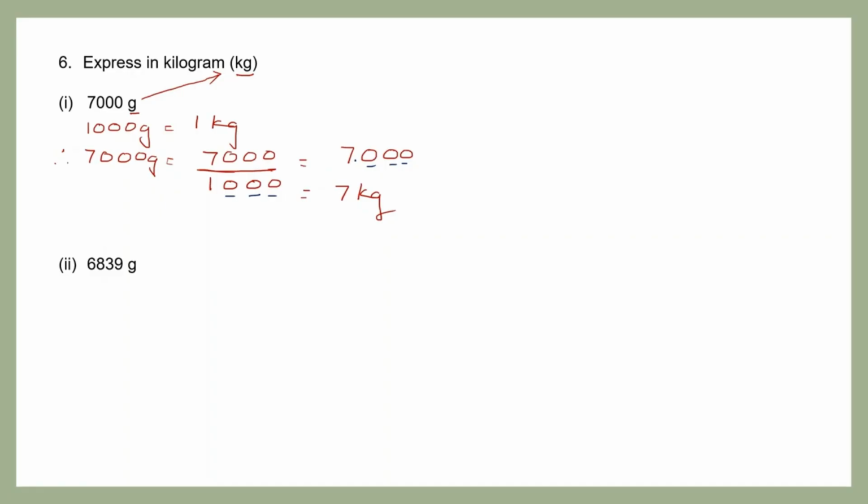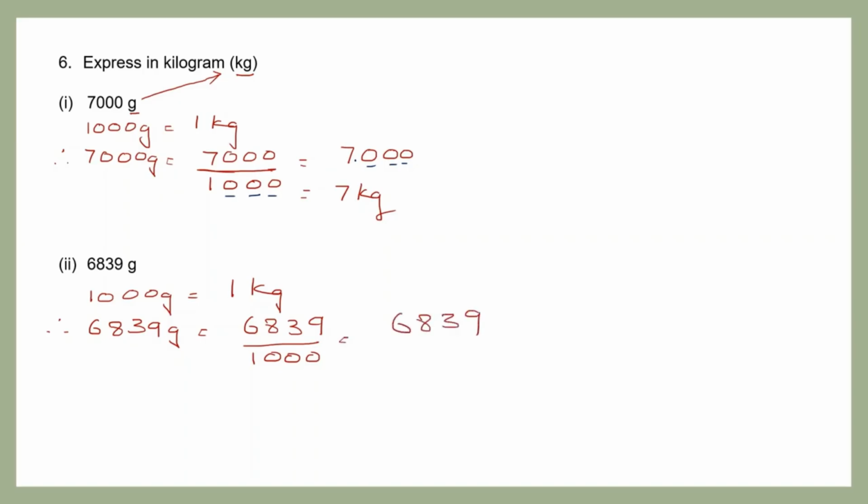6839 grams converted to kilograms. 1000 grams equals 1 kilogram. Therefore, 6839 grams will be 6839 divided by 1000. So, let me write that number. Let me look at the zeros. 3 zeros. So, move the point 3 places to the left and it comes here. So, what is my answer? 6.839 kilograms.